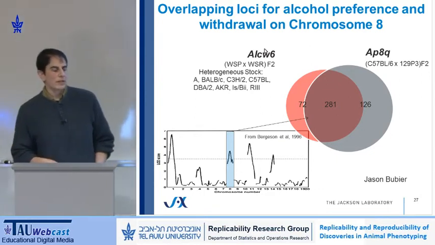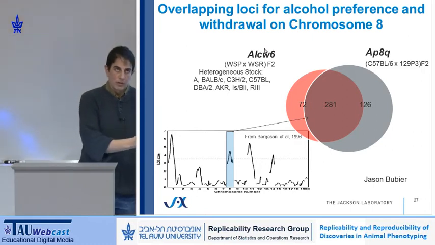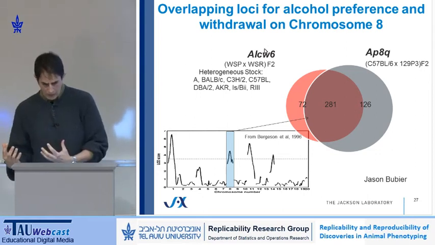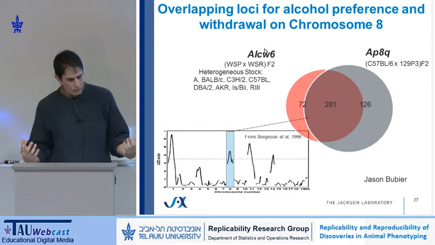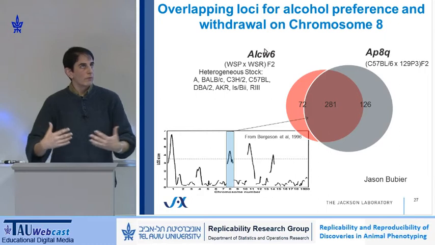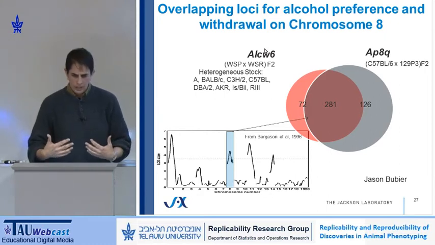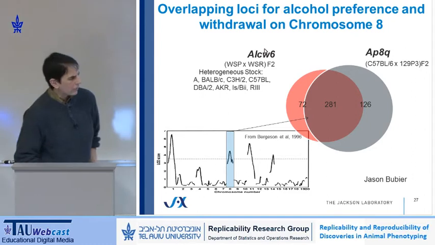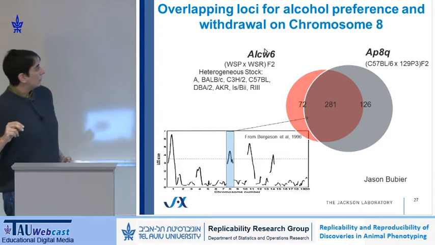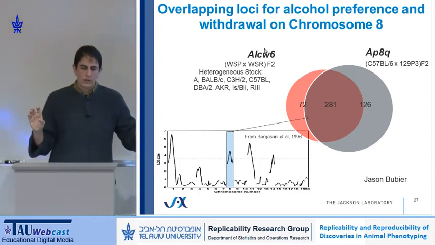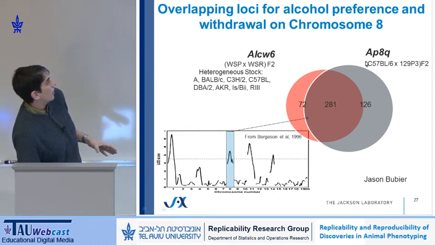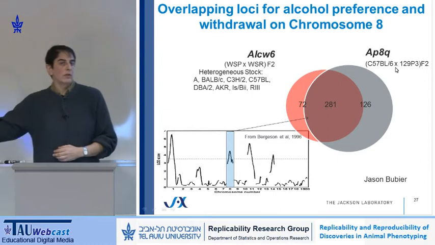So I took alcohol preference data sets. I merged them, took the union of those gene sets. I took alcohol withdrawal gene sets, and I compared those. And so one of the things I observed is that there were a lot of overlapping genetic loci for both alcohol preference and withdrawal. And so we just chose one of them kind of arbitrarily and fortuitously on chromosome 8, where an alcohol withdrawal locus mapped in one population of mice, overlapped an alcohol preference locus, mapped in a totally different population.